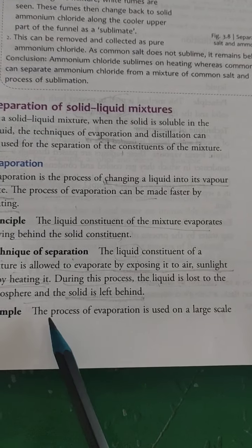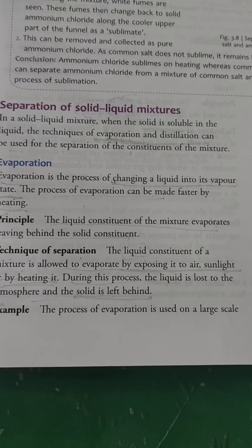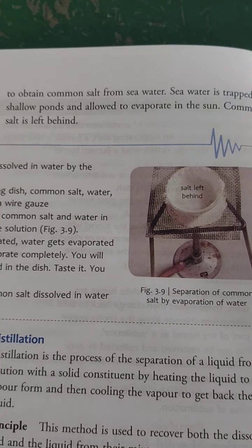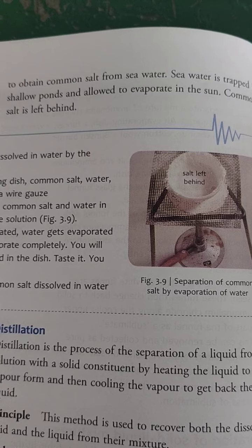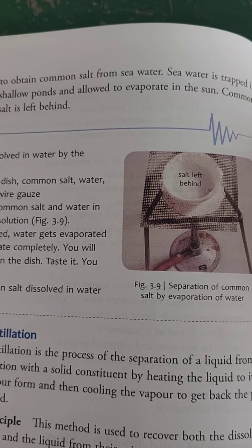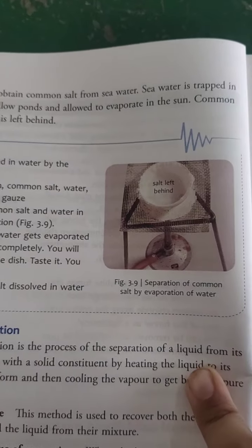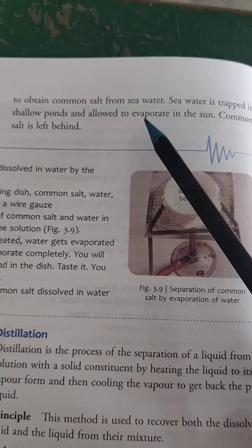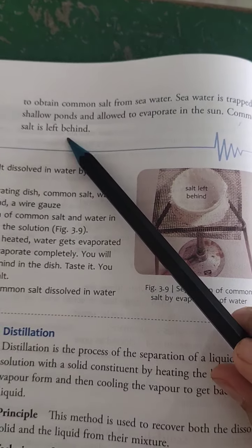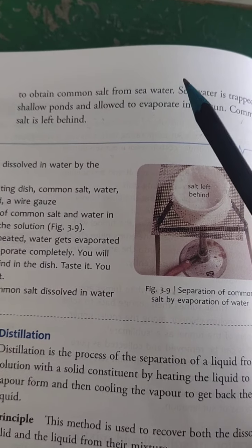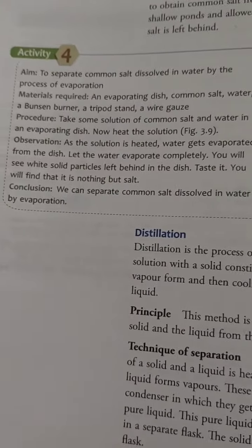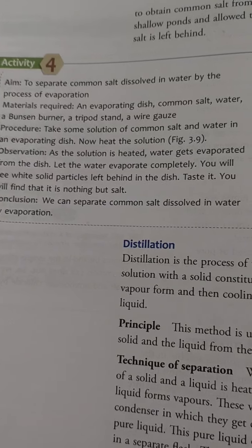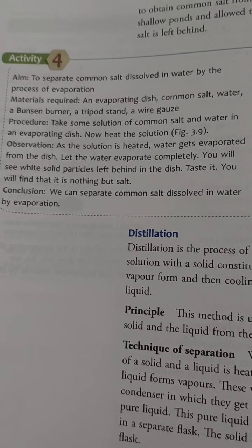An example of evaporation: the process is used on a large scale to obtain common salt from seawater. We know that seawater contains salt, so to get the salt from it, we can evaporate the seawater and easily get the solid constituent, which is the salt. Seawater is trapped in shallow ponds and allowed to evaporate in the sun. Common salt is left behind and thus the separation is conducted. This is an activity you can do, to see how common salt can be extracted from seawater.